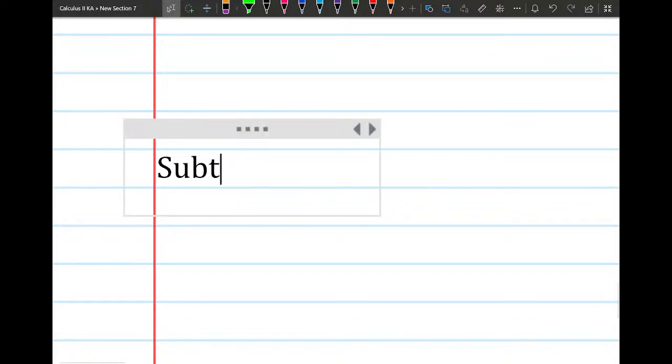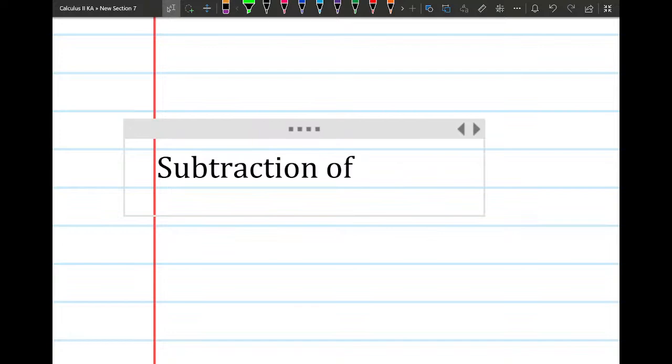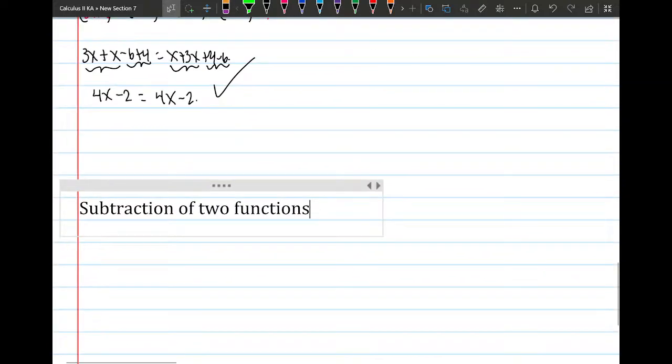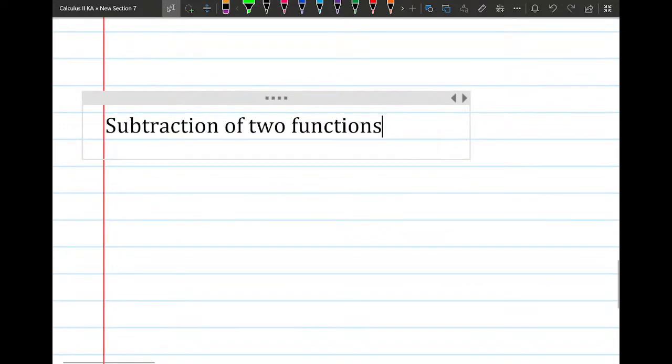Now we're going to get to subtraction of two functions. The thing with subtraction of two functions, guys, is that it's a little bit different than addition of two functions. So for subtraction of two functions, I'm going to write down the actual rule.